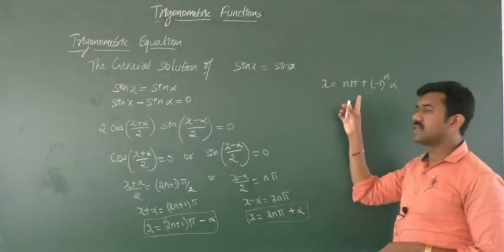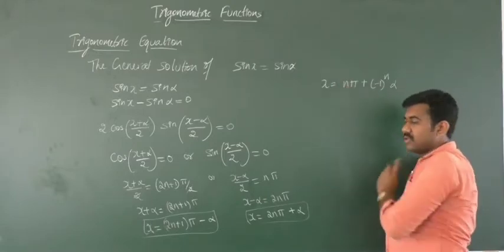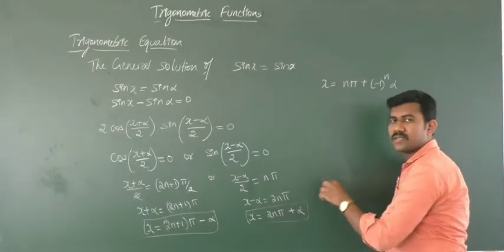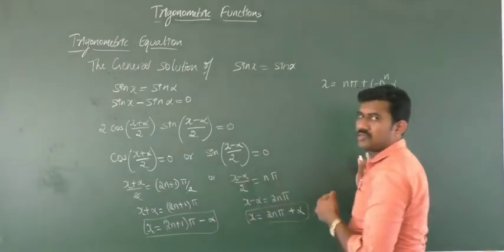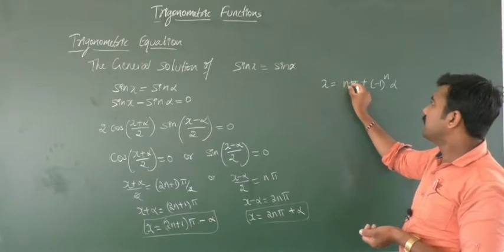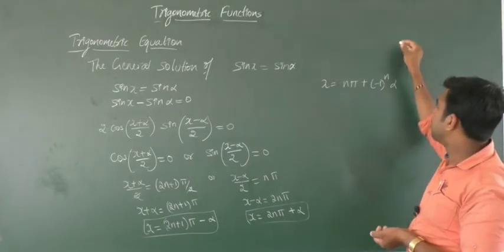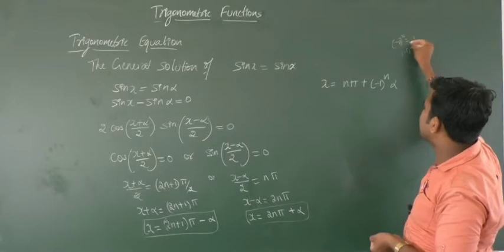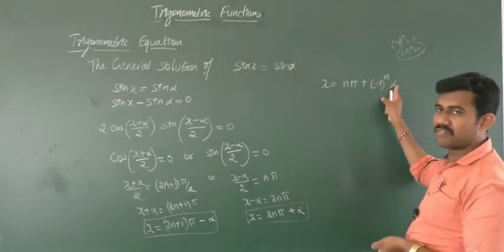How can we see this? Here, if you consider n even, then we'll get this form, because 2n into pi is even. 2n plus 1 is odd. So if you take n as even, then you will get an even number into pi plus minus 1 to the power even number, which is always positive. Minus 1 squared is 1. Minus 1 to the power 4 is 1. Right? Always positive. So we will get the plus sign, plus alpha.